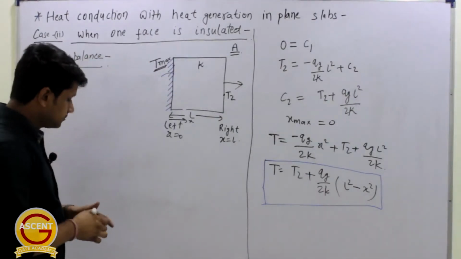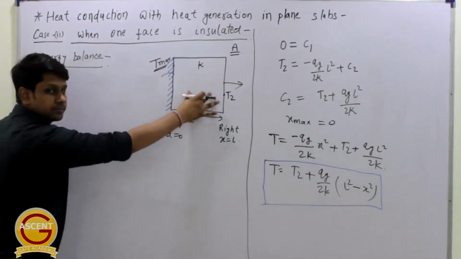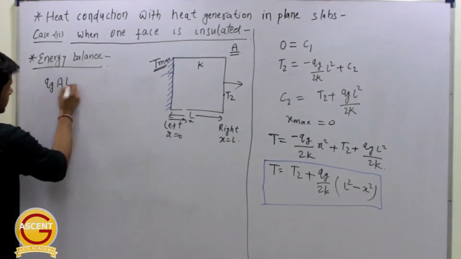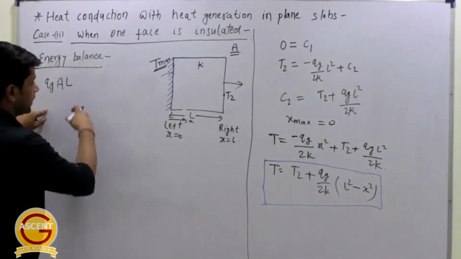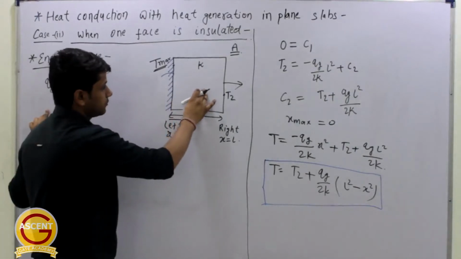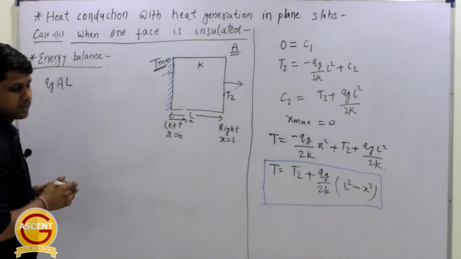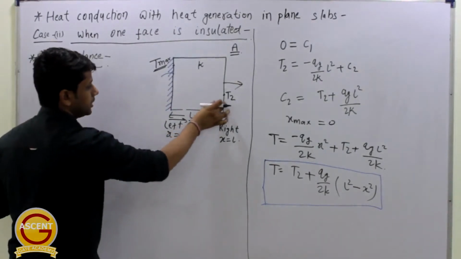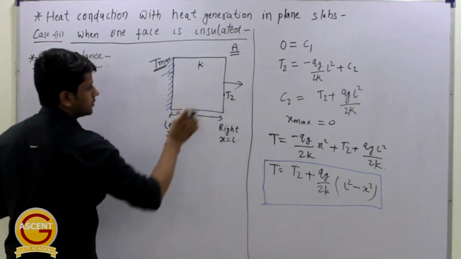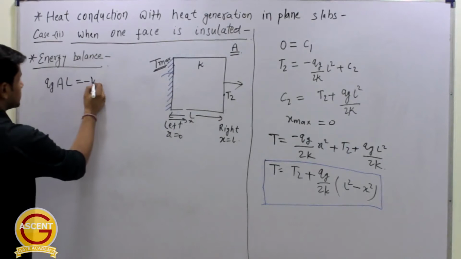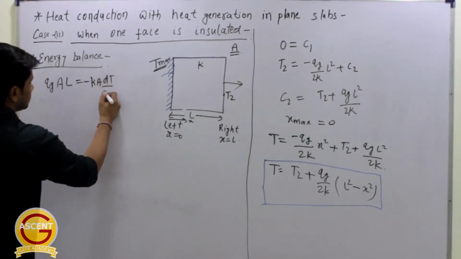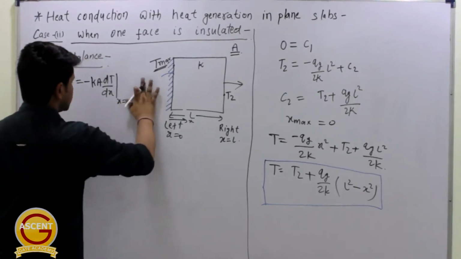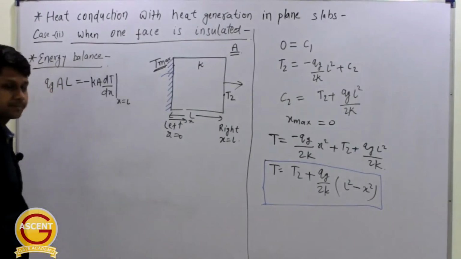So here we can tell what will be the total heat generation in this plane slab. It will be equal to Qg into area into length, right? And whatever heat is getting generated, that should leave from this right face only, right? So what will be the value of this conduction through the right face? Because due to conduction the heat will leave this right face of the plane slab. So it will be equal to minus kA dT by dx at x equal to L, because at the right face x is equal to L only, right?